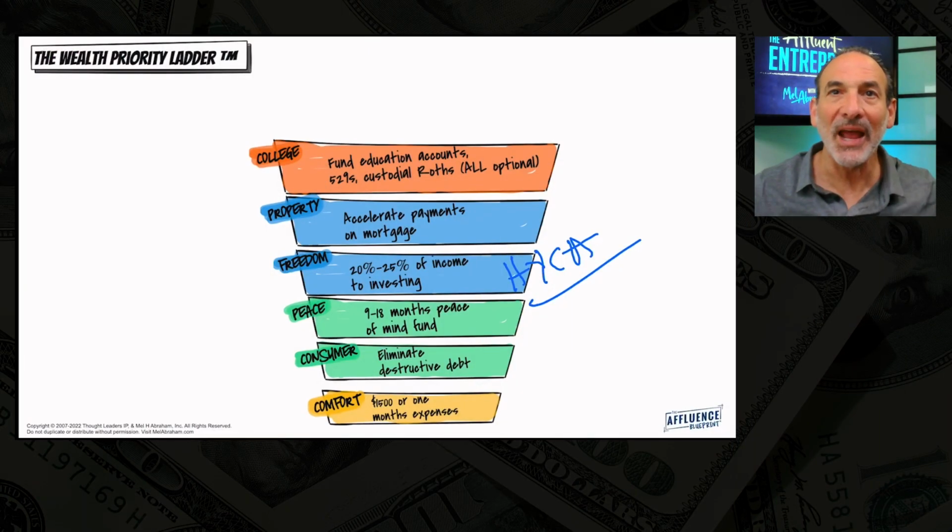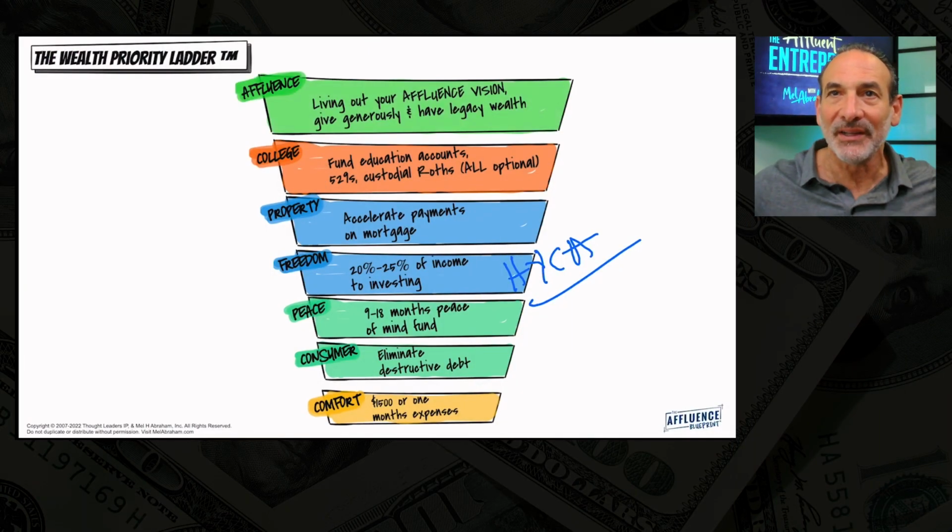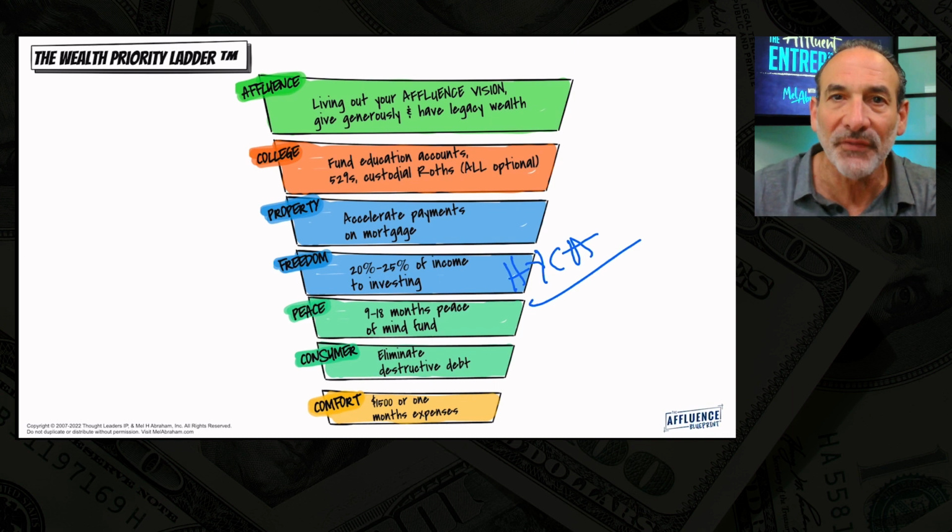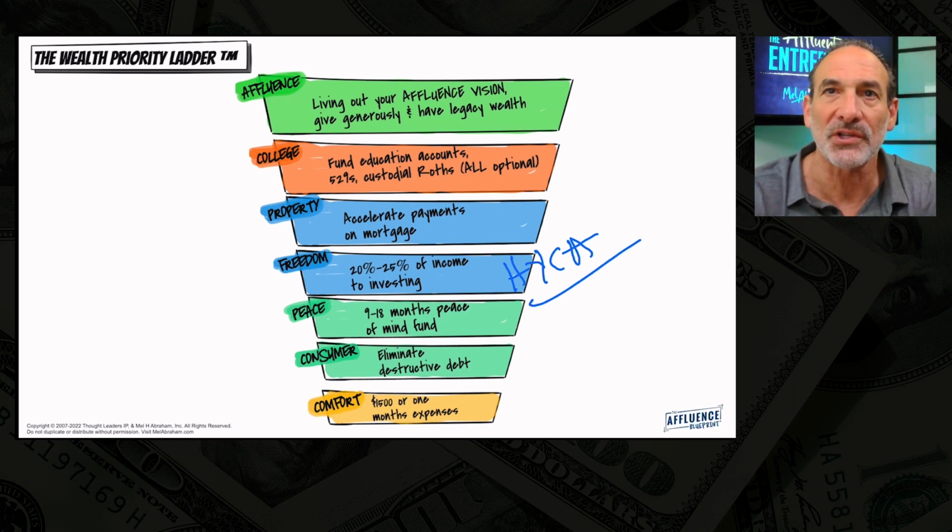Hopefully that makes sense. And then the last stage of the wealth priority ladder is affluence. This is where you're living out your affluence vision. This is where you are giving generously and you're creating a generational machine, a financial machine that is going to create legacy for you well beyond your time here on Earth. This is the wealth priority ladder.